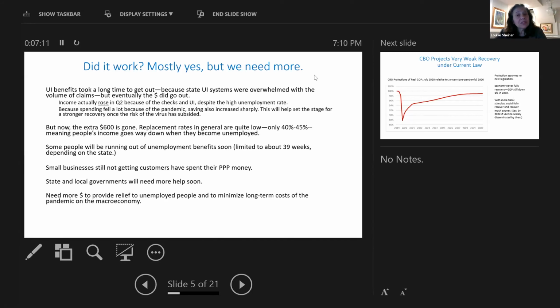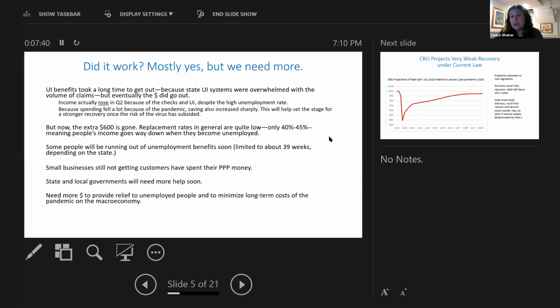But now for people who are still unemployed, that's no longer such a happy scenario. The extra $600 is gone. Replacement rates without the $600 are not very good. They're usually, it depends on the state, something like 40 to 45%, meaning that you're going to lose more than half of your income when you become unemployed. And some people will be starting to run out of unemployment benefits soon. So the limits vary by state and depend on the unemployment rate, but it's about 39 weeks.